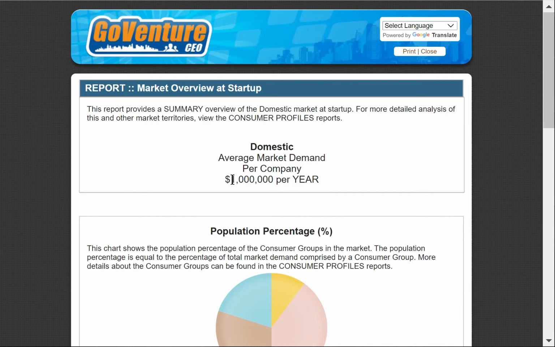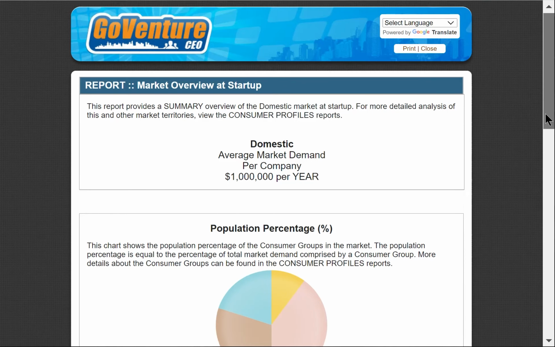Now keep in mind, this is not what I've earned or what I've won. There is no history when you start a simulation in GoVenture CEO. There is no past history or past sales. Everybody starts in the same place. And this just gives me an idea of, if I made average decisions and everything was average, I might generate about $1 million in revenue. And so that's important to help me price my product and make other decisions.